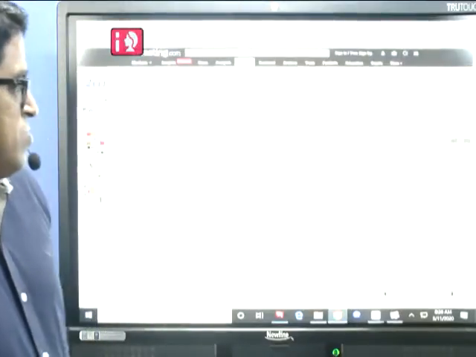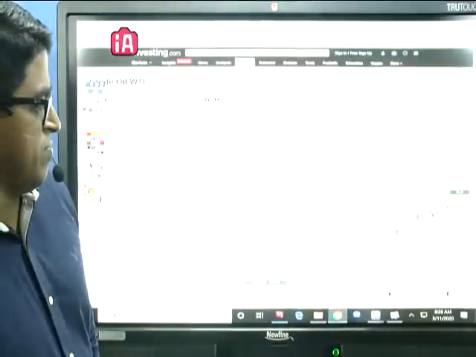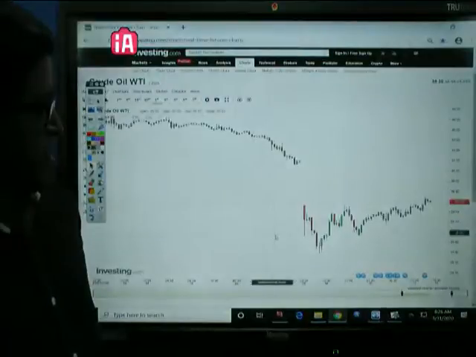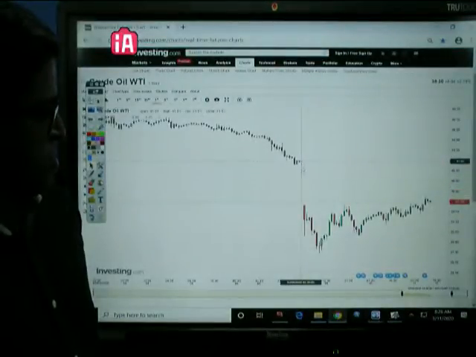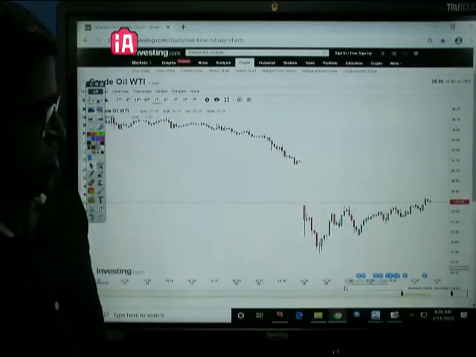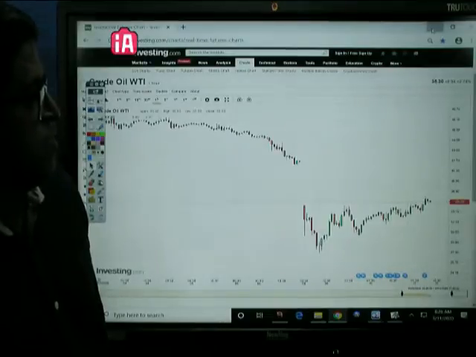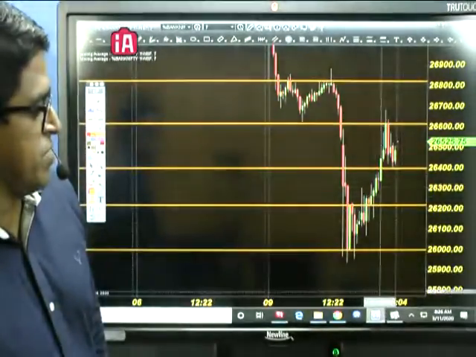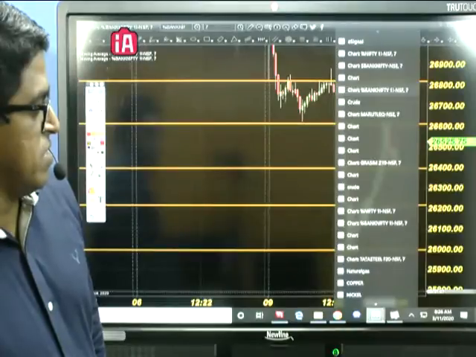Let's start with crude. So what's happening in crude on Monday? Yesterday we had the evening session. On Monday, this is the NYMEX 1 hour chart, it took us by surprise with a gap down, came down very sharp after that also, and then a consolidation and staying at $35. Fine, very good.